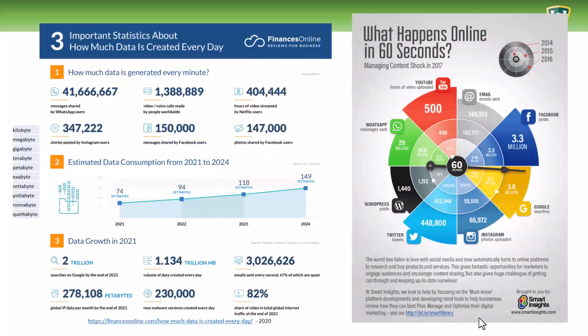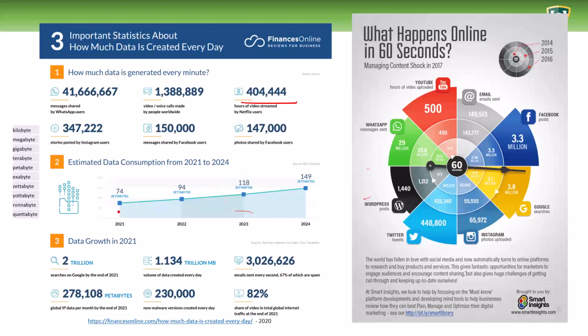And oh, I went too far. Let's look at some of the information here about the accumulation of data in our world today. So, by some measures, in 2020, there were over 41 million WhatsApp messages shared via this particular app. There were over 400,000 hours of video streamed by Netflix users. Now, this here is focused on how much data is generated every minute. So I'm actually not sure how you can generate hours of video in a minute. But anyways, move on to other parts of the data.